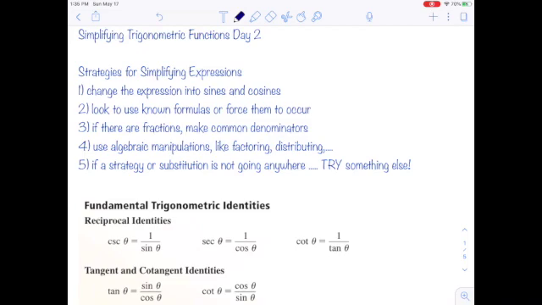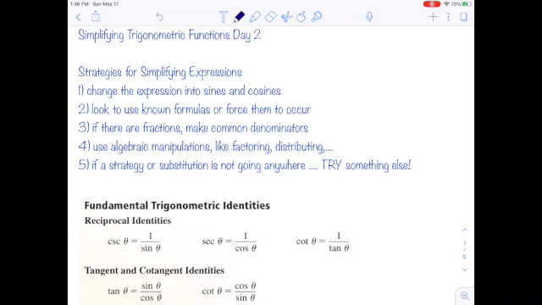Everyone, today's more of an extra practice type of day on simplifying trigonometric functions. So I want to go over a few strategies for simplifying expressions. First off, try to change the expression into sines and cosines. We did that yesterday. Also look for known formulas, or actually force them to occur.